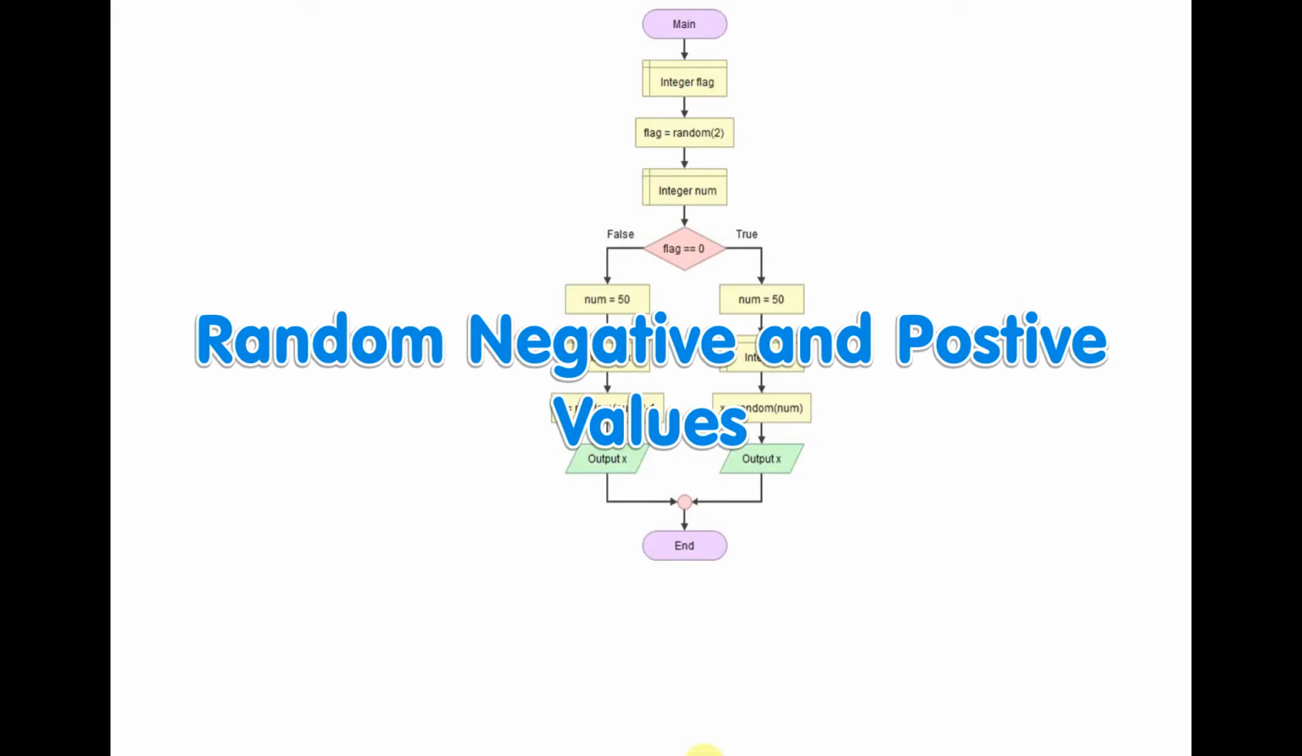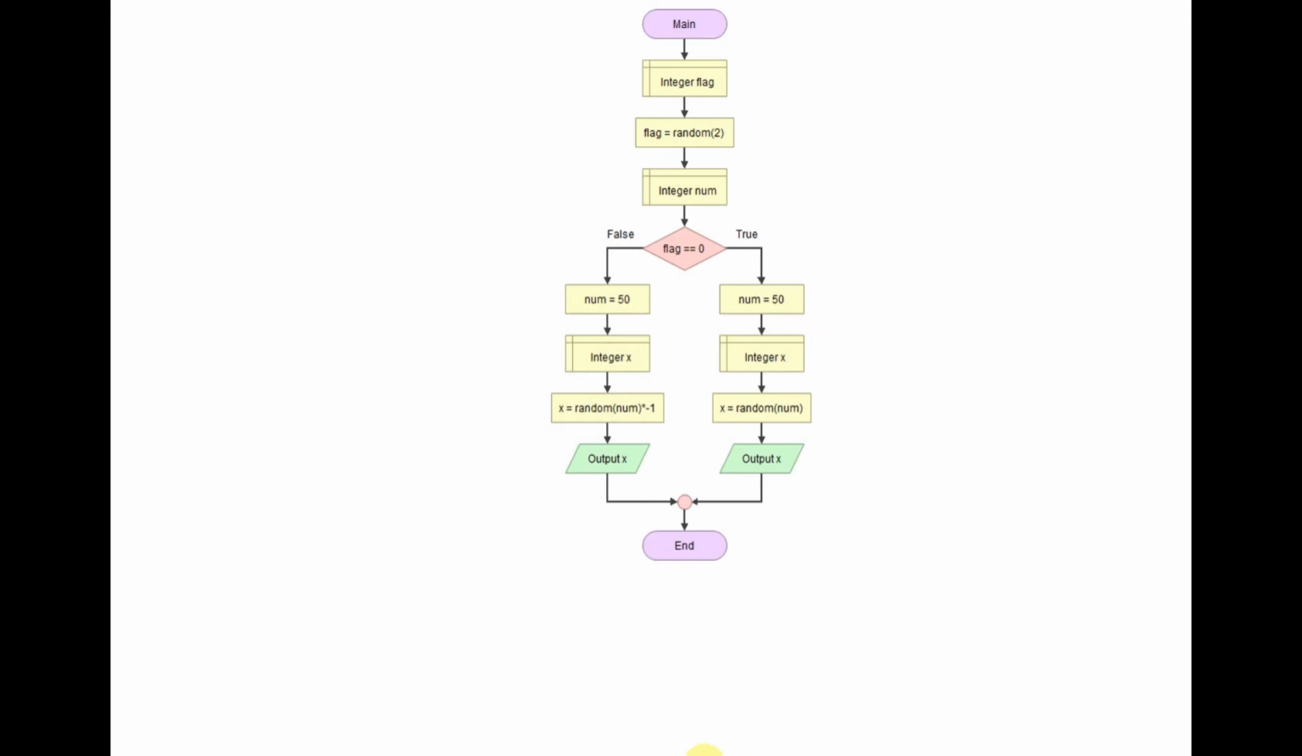This video is asked to extend how we could have a random number that ranges between negative and positive. So for this one, I'm doing a random number that will be between minus 50 and positive 50. So what's happening, I've got a flag, and I generate a random number from my flag between 0 and 1. So the 2 here is up to, but not including 2, so it's 0 and 1.